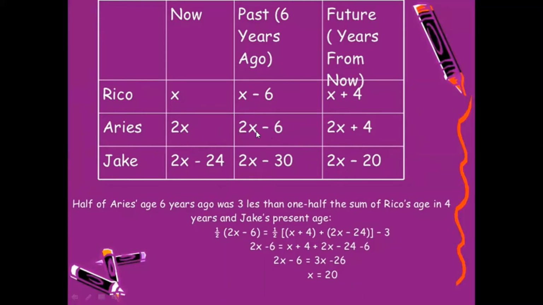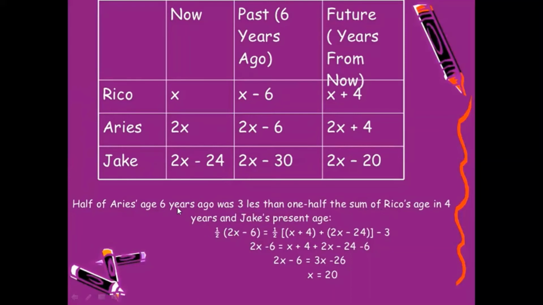Can you see my arrow moving over here? Yes, I can. Okay. So it's very simple now: half of the Aries age 6 years ago. So we'll have to pick this cell, 2x minus 6. So half of this is equal to 3 less than 1/2 of the sum of Rico's age in 4 years and Jake's present age.